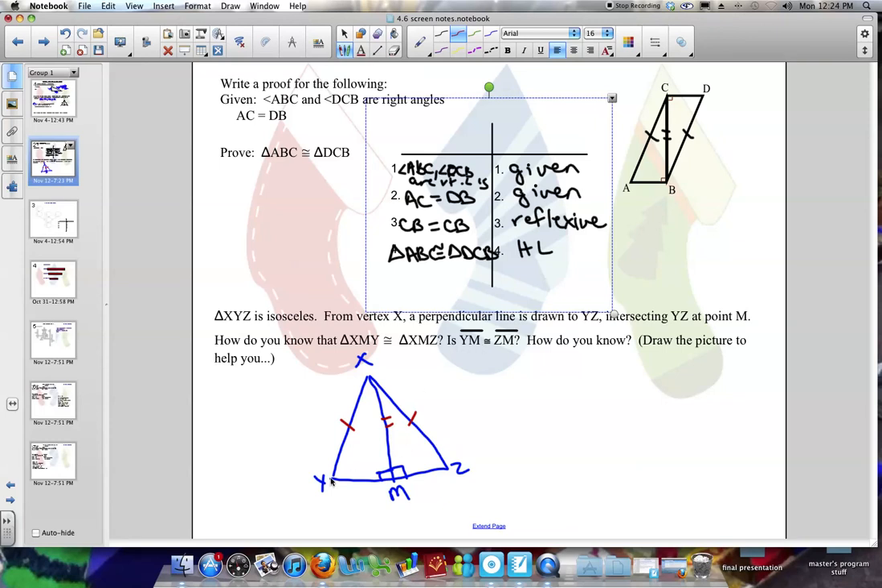So are YM and ZM congruent? And the answer would be yes. And how do we know, once we show that two triangles are congruent, that other parts are congruent? Your answer would be CPCTC. That's another way that you can use HL. You can use it with CPCTC to find other congruent parts of triangles.